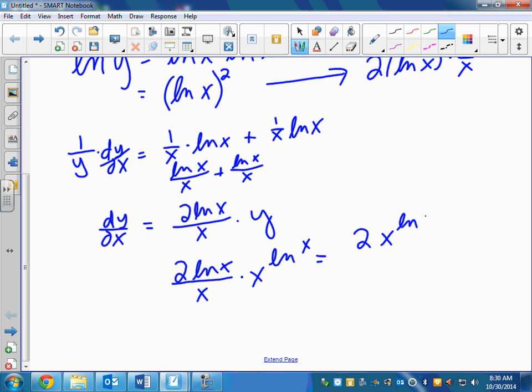I think I'm just going to write it up here, and then ln of x all over x. I cannot cancel this x out with this x because it's in the ln. I cannot cancel this x out with this x because it's to the power ln of x. So I think that's the answer that I can go with. Or some version of that.